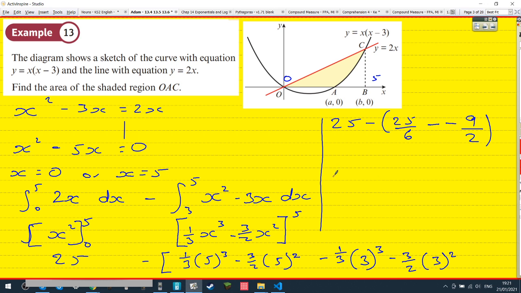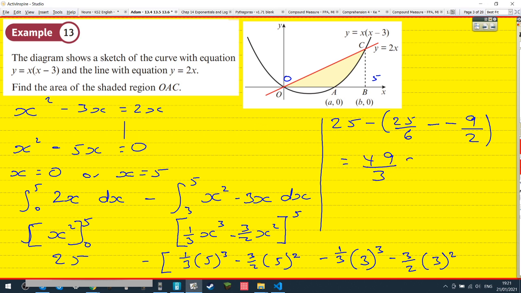How come there's a 25 at the start? Because that's the total area. Oh, okay. You can do them in parts if you want. The unshaded area is 25 over 6 minus 9 over 2. I got 49 over 3 as the final answer, is it? Yeah.